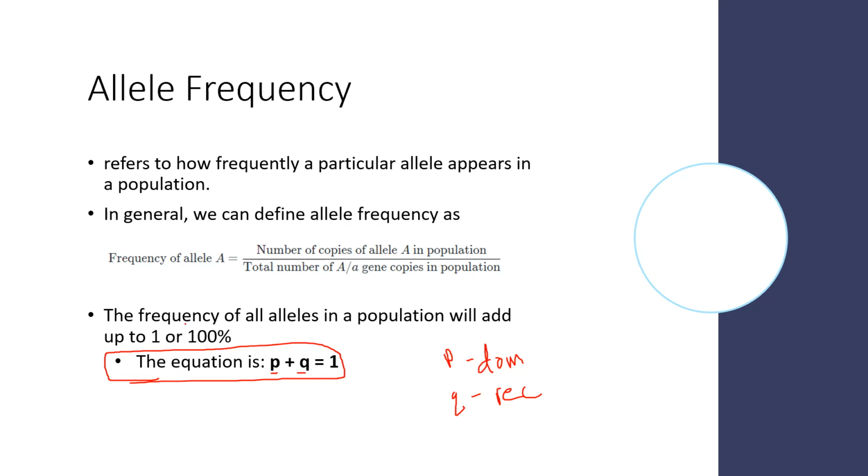So for example, I've got an example coming up, so we'll just wait until then. But make sure you understand this. So 1 is also talking about it being 100% total.